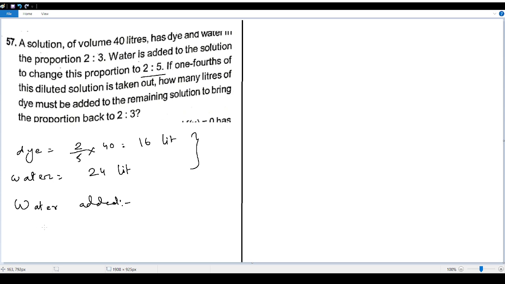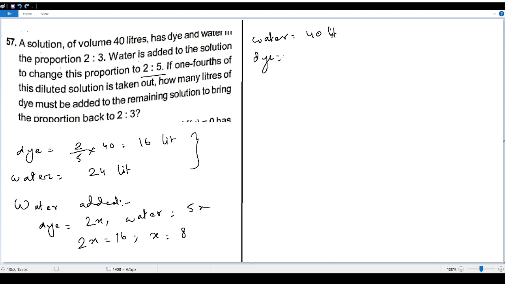So that means, how much is dye? 2x. How much is water? 5x. Now since the quantity of dye is still constant, therefore 2x equals 16, or x equals 8. If x equals 8, then what is the amount of water present? 40 liters, right? And what is the amount of dye present? 16 liters. Till here, have you understood? Please tell me.